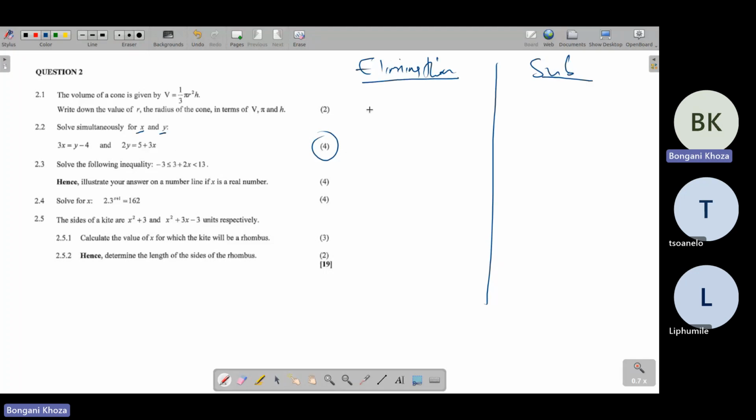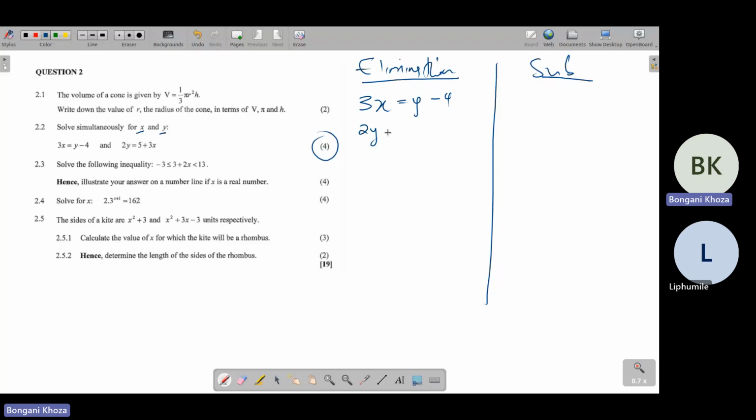For elimination, remember the goal is for us to get rid of one variable. So here I have 3x equals y minus 4. The other one is 2y equals 5 plus 3x. So what I usually do is to put all the variables on one side. So for this one, I'll have 3x minus y equals minus 4, like that. For this one, it's going to be negative 3x plus 2y equals 5. So these are my new equations like that.